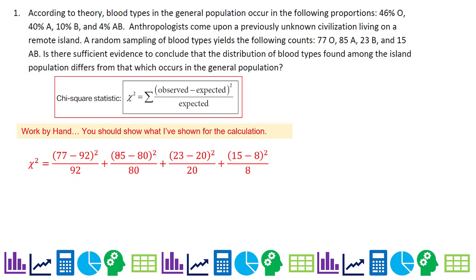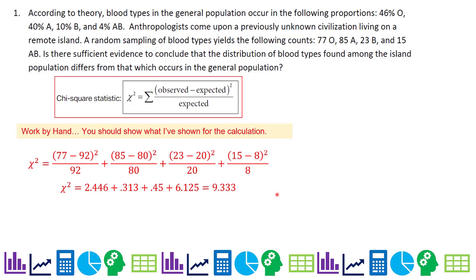Then you have 85 type A, 23 type B, 15 type AB, and then the expected counts for all of those, which you get by multiplying 40% by 200 gives you 80, 10% of 200 gives you 20, and 4% of 200 gives you 8. Once you calculate all that, you get 9.33.